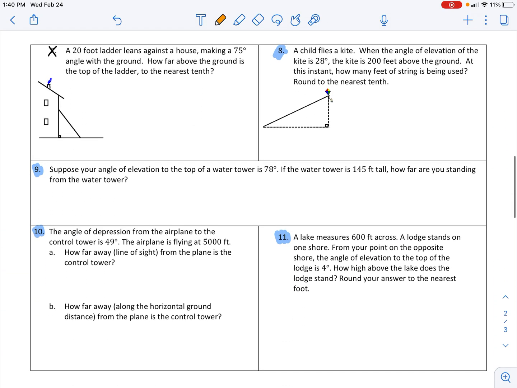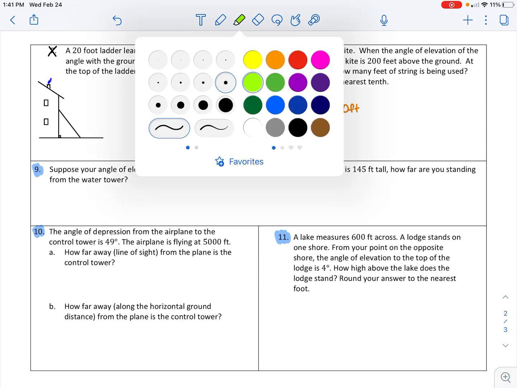Let's scroll down to these word problems, and let's look at number 8. So, with these word problems, we're going to be using trig. For number 8, it says a child flies a kite. When the angle of elevation of the kite is 28 degrees, the kite is 200 feet above the ground. So we have a kite that's 200 feet above the ground. Our angle of elevation there is 28 degrees. And it says, at this instant, how many feet of string is being used? And it says to round to the nearest tenth.